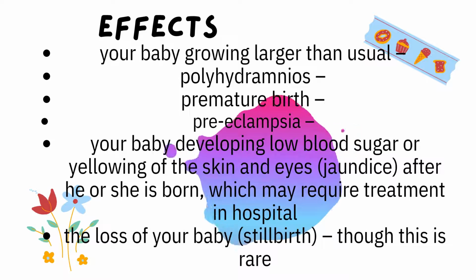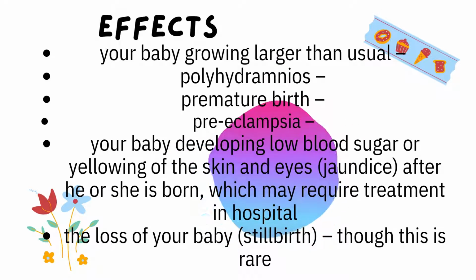Preeclampsia: a condition that causes high blood pressure during delivery and can lead to pregnancy complications. Premature birth: giving birth before the 37th week of pregnancy.